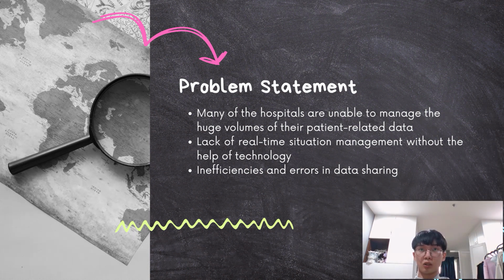The second problem is the hospital's lack of real-time situation management without the help of technology. The hospital management systems do not give access to real-time metrics that could speed up responses and produce better results, such as the number of beds that are available at any given time in a facility or the location of the vital supplies.